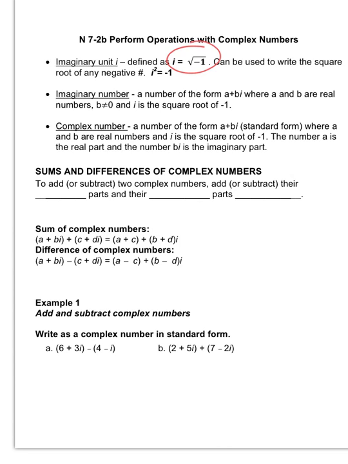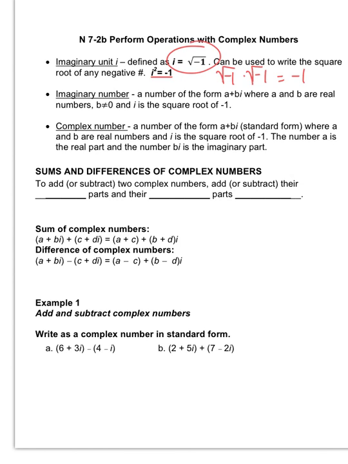Also, something that you need to know is i squared equals -1, because if you were to square the square root of -1, remember when you multiply a radical times itself, it just gets rid of the radical, which would equal -1. So anytime your answer has an i squared in it, make sure that you're replacing that i squared with a -1.